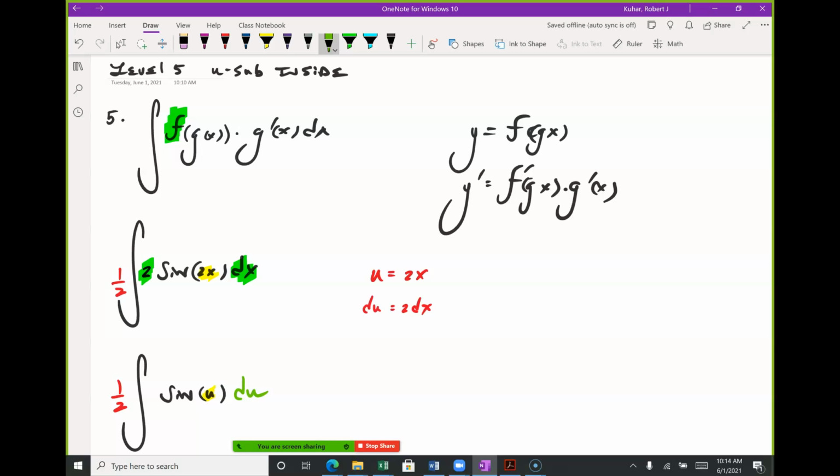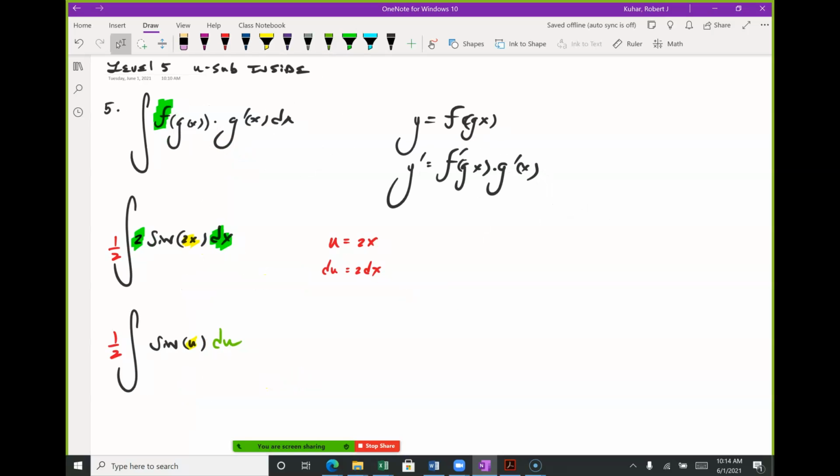So I did go back to level 3. I multiplied by 1. I multiplied by 2, divided by 2. So I was at level 5. I went back to level 3. Now I'm back at level 1. What's the antiderivative of sine? Minus cos. Nice. So minus 1/2 cos of u plus c. And u is 2x.